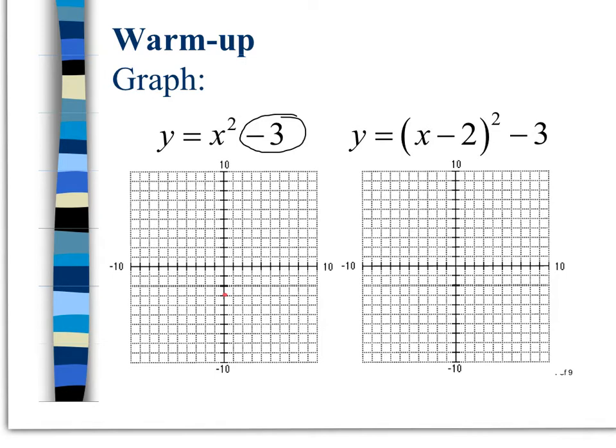So you're going to go over 1 up 1, over 1 up 1, over that side, over 2 up 4, over 2 up 4, and then just shoot your parabola that way.